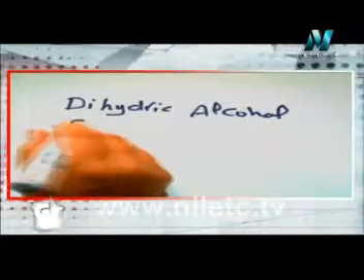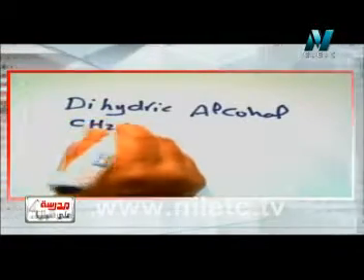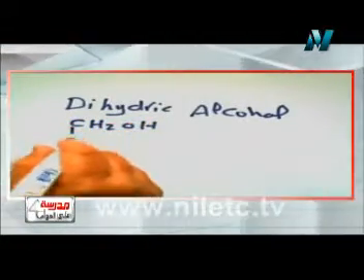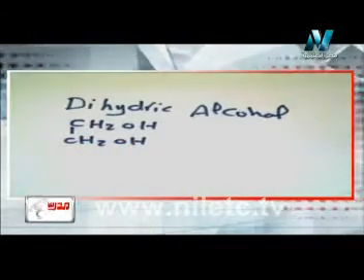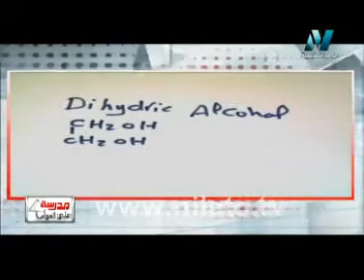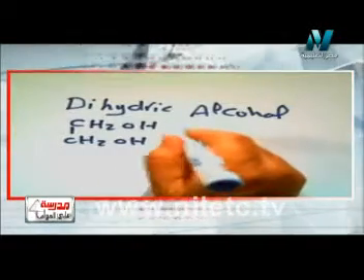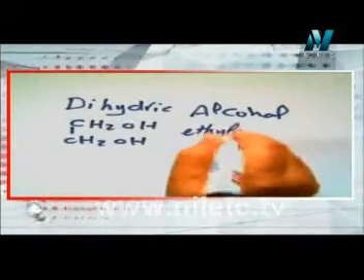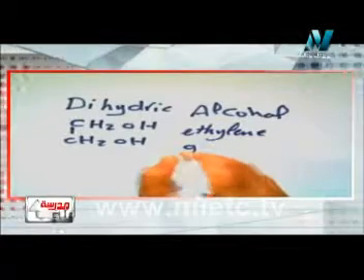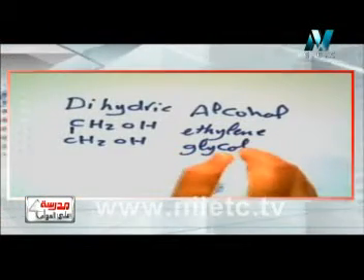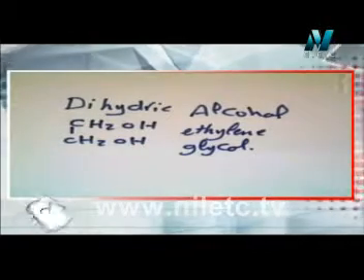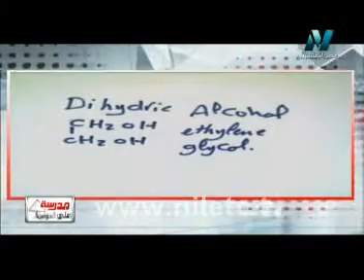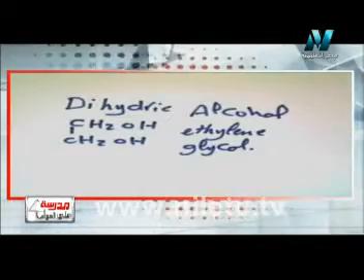Example: CH2OH, CH2OH. It has two OH, two hydroxyl groups. This is called ethylene glycol. How do we prepare ethylene glycol? What are the physical and chemical properties of ethylene glycol? What are the uses of ethylene glycol?